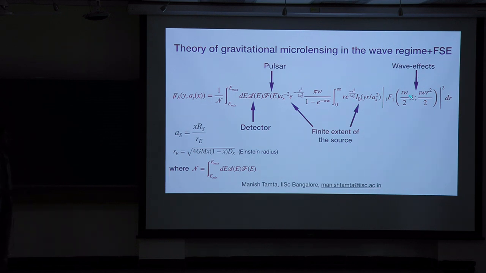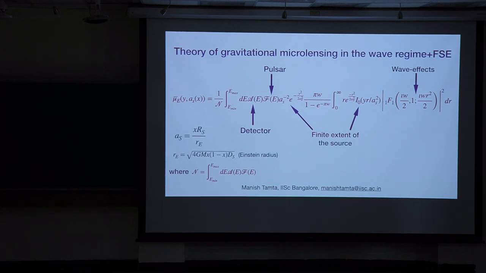Here, this 1F1 is a confluent hypergeometric function that is basically taking care of all the wave effects in the problem. And this is the finite extent of the source. I'll explain that after a while. And this is the pulsar property. We are using X-ray pulsars because we are interested in X-ray photons to microlens and detect the signature of the PBH that happens on the way. And this is the detector property, because the detector behaves differently as a function of energy; its efficiency depends on what energy we are detecting. And this A_S is basically the dimensionless source size.